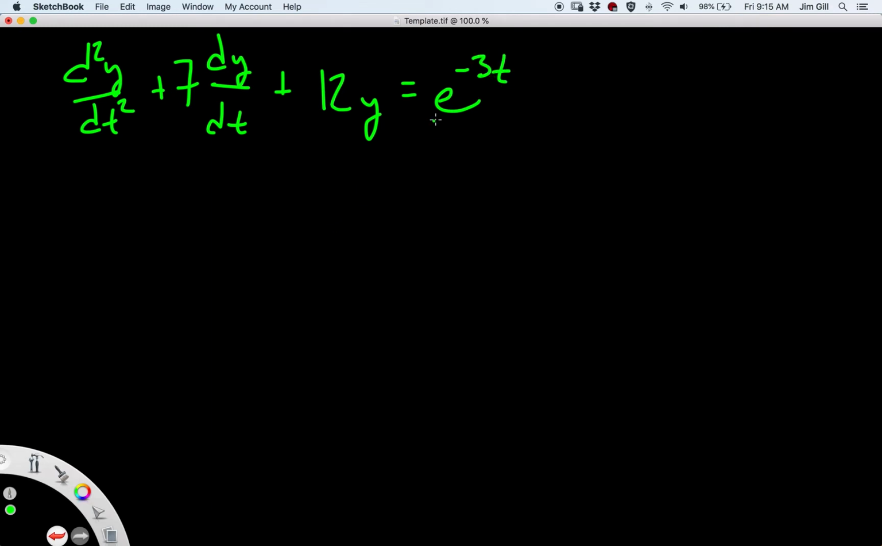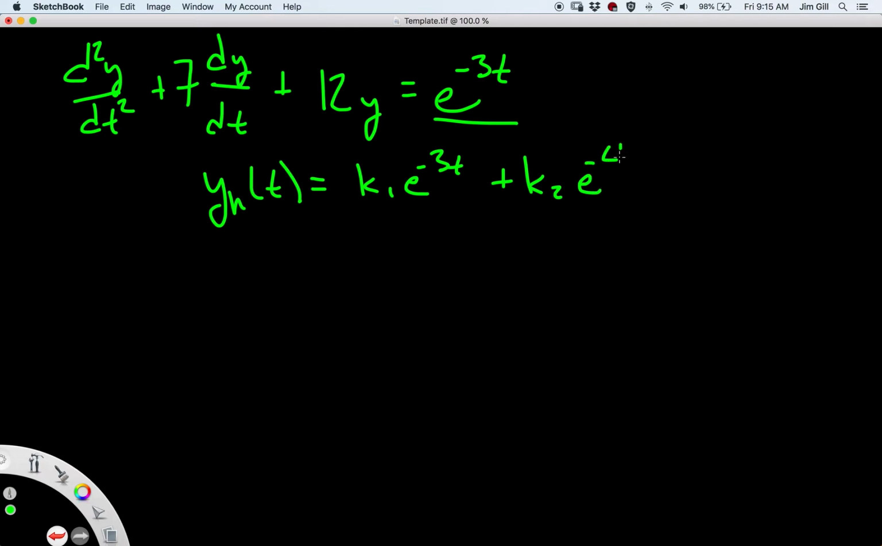Now the driving term is going to be e to the minus 3t. So recall we had the homogeneous solution, right? The coefficients are the same, so the homogeneous solution is the same problem. It's going to be k1 times e to the minus 3t plus k2 times e to the minus 4t.